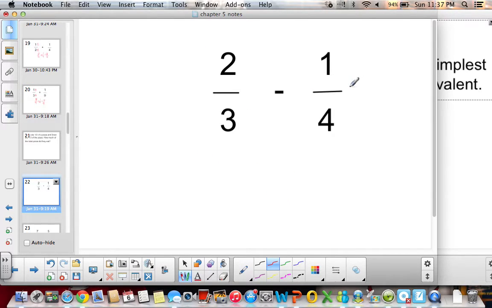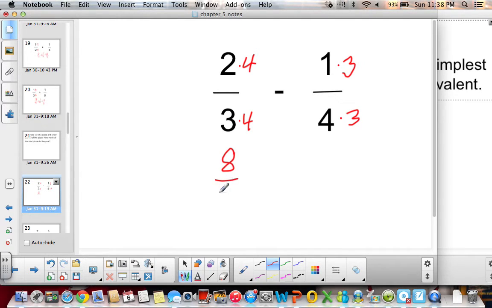If we have 2/3 minus 1/4, well, this time 3 does not go into 4 and 4 does not go into 3, but I know that they both can go into 12. So 3 times 4 and then 2 times 4, because we have to do the exact same thing. And I know that 3 times 4 is 12. That's why I'm multiplying by 4. And I also know that 4 times 3 is 12. So then I have to do that to the top as well. Whatever you do to either the numerator or the denominator, you have to do it to the other one. So I'm going to rewrite this.